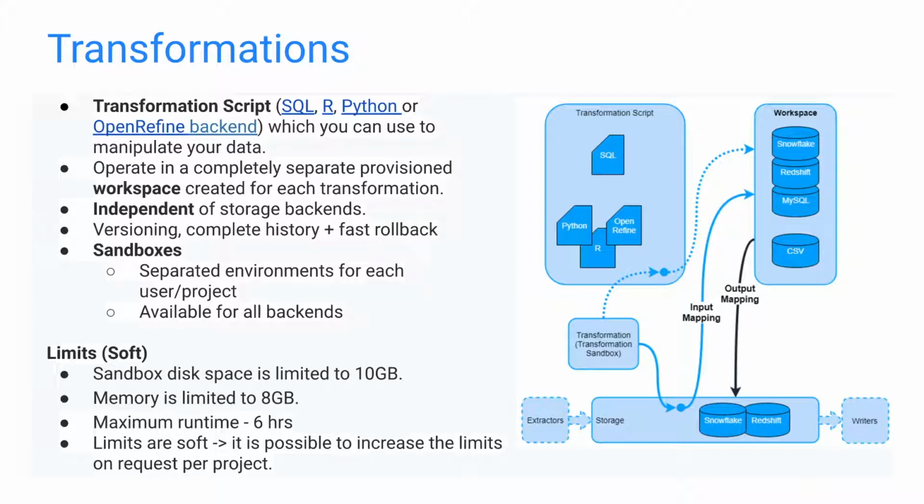All of the transformations offer versioning, the complete history, and the fast rollback. So in case there is any change that did not work, you can very quickly find this change and roll back to a previous version of the transformation.